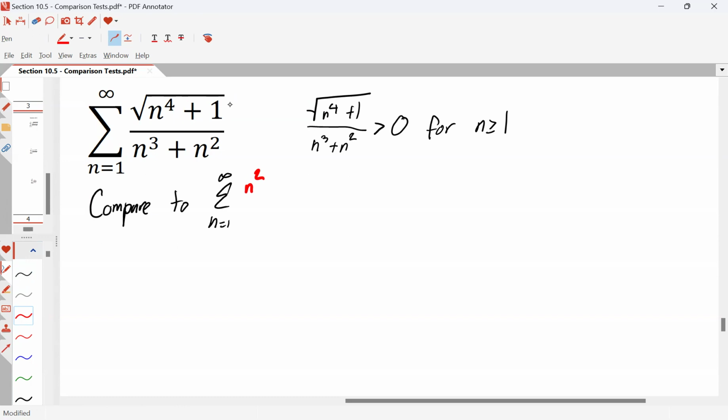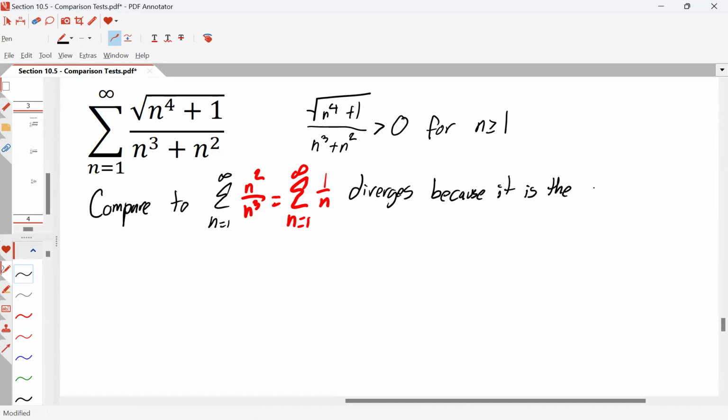And in the denominator, there's a fair amount going on, but the biggest thing is the n cubed. So we have n squared over n cubed. This is also the series n equals 1 to infinity of 1 over n. Step 3 is to determine, does that series converge or diverge? And this diverges because it is the harmonic series, the p series when p equals 1.